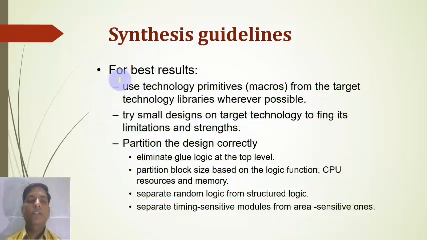For best results, use technology primitives from the target technology libraries wherever possible. Try small designs on the target technology to find its limitations and strengths. Partition the design correctly, meaning eliminate glue logic at the top level. Partition block size based on the logic functions, CPU resources and memory. Separate random logic from structured logic. Separate timing sensitive modules from area sensitive ones.